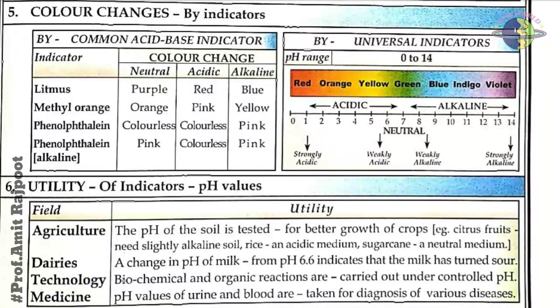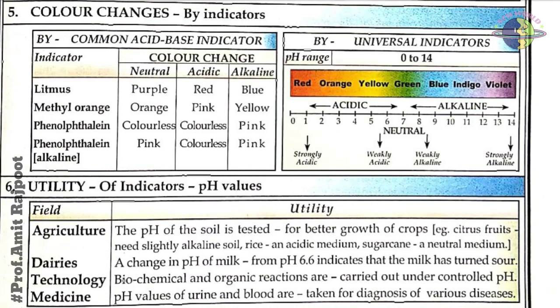Color changes by indicators. On the left side you can see common acid-base indicators given below: litmus, methyl orange, phenolphthalein, and alkaline. On the right side are the universal indicators from 0 to 14. When litmus paper or litmus solution is dipped in an acidic medium, it changes its color from purple to red. And if it is dipped in an alkaline medium, it changes its color from purple to blue.